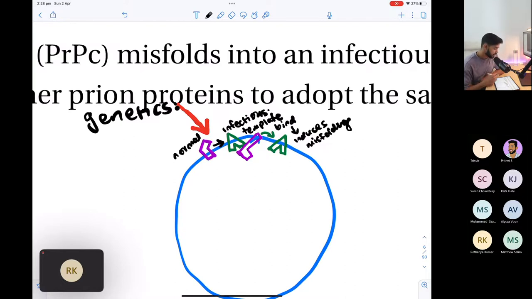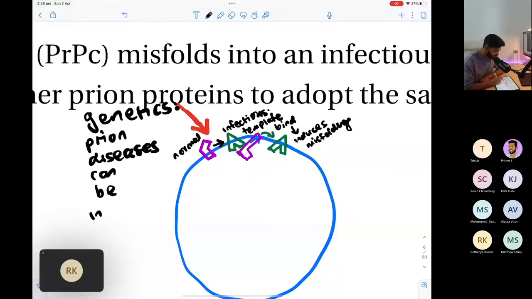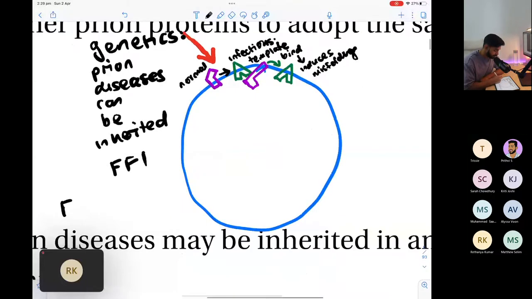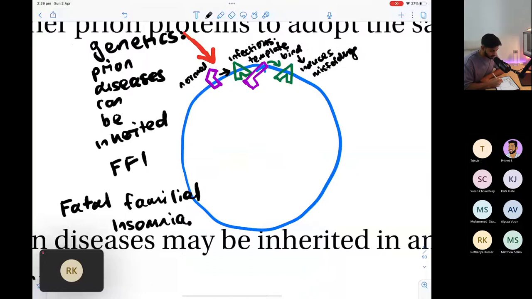Okay, so genetics, some prion diseases can be inherited. What was our example? FFI, or fatal familial insomnia. Good. What are some other examples? Has anyone learned any other prion diseases?